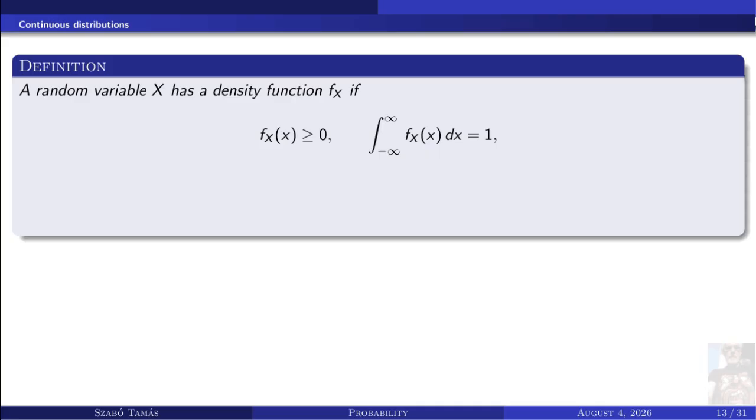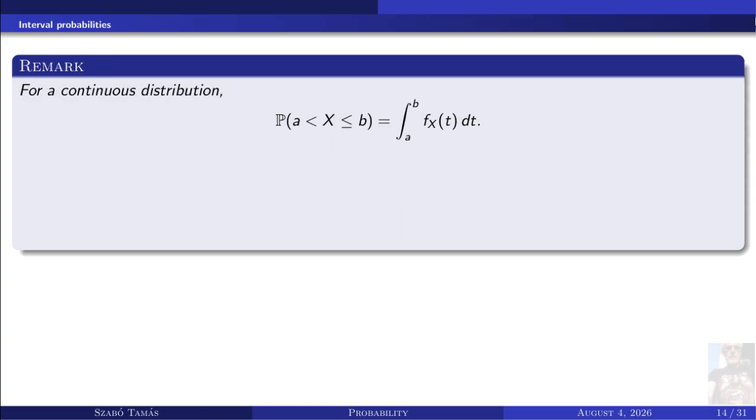We now turn to continuous distributions. A random variable X has a density function f_X if f_X is non-negative and the integral of f_X over the real line is 1. Moreover, for every real number x, the distribution function F_X of x is equal to P(X ≤ x), which is the integral from -infinity to x of f_X(t) dt. For a continuous distribution, P(a < X ≤ b) is the integral from a to b of f_X(t) dt.